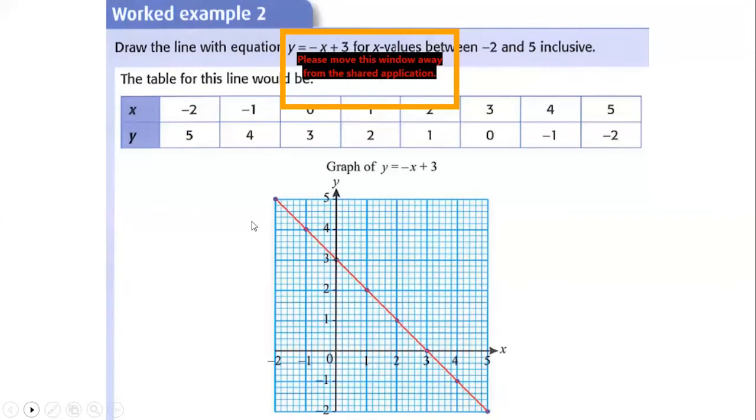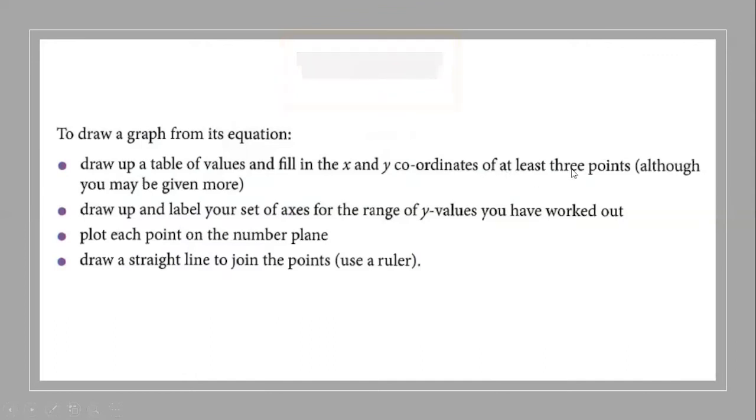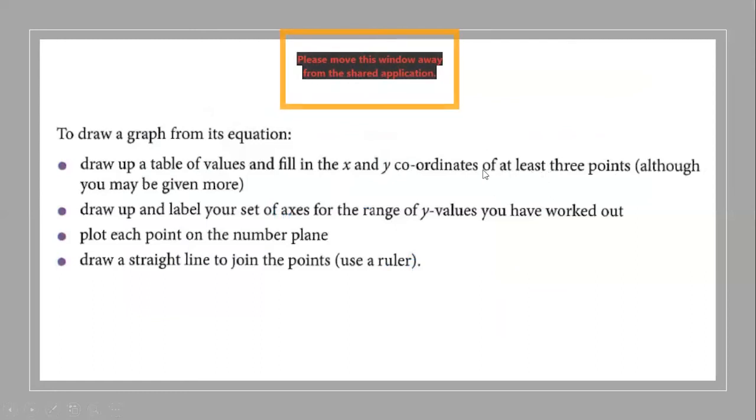So, as a summary, to draw a graph from its equation, draw up a table of values and fill in the x and y coordinates of at least 3 points. Why at least 3 points? Actually, even 2 points is enough, but it says 3 points for you to be sure that you have found 3 points which are collinear. They are on the same line.